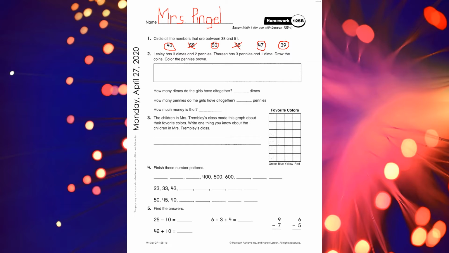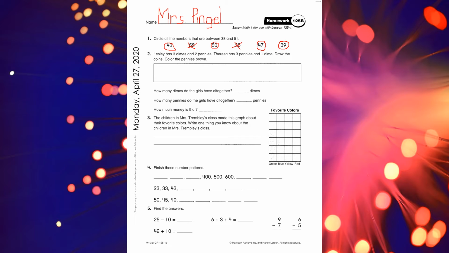Number 2, Leslie has 3 dimes and 2 pennies. Teresa has 3 pennies and 1 dime. Draw the coins and color the pennies brown. Now this has us doing a lot in our picture, so we're going to have to use different colors to show the different amounts of money.